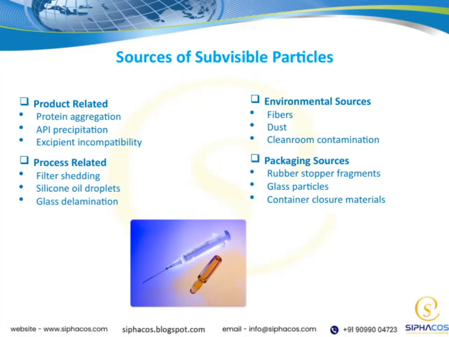Let's take a closer look at where subvisible particles come from. They can originate from the environment, things like fibers, dust, or contamination in cleanrooms. Packaging is another source, with fragments from rubber stoppers, glass particles, or materials used to seal containers. Then there are product-related causes, such as protein clumps, active ingredient precipitation, or excipient incompatibility. Finally, process-related sources include filter shedding, silicone oil droplets, and even glass delamination. Understanding these helps us control and reduce particle contamination effectively.